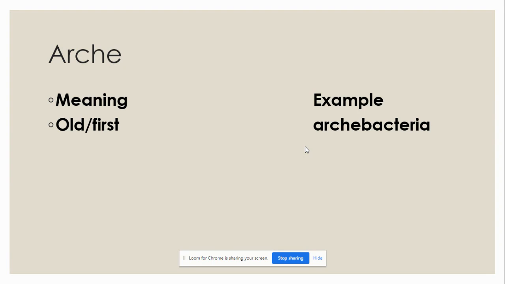The prefix archi or arche, you can pronounce it two different ways, means old or first. And archaebacteria means that these were the old bacteria or the first bacteria that we found. Arthro means joint. Arthritis is normally an inflammation of your joints. A lot of people tend to get it in their hands as they get a little bit older. Just makes it painful to move around. So whenever you see a word like this where there's a dash in front of it, that means that this word is a suffix. So you'll find this at the end of a word.